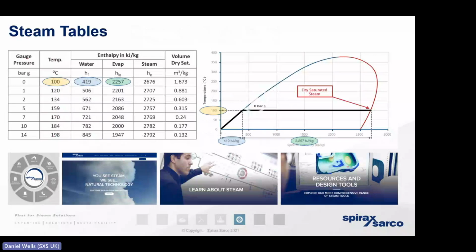The column headed evaporation, that tells us how much energy we need to put into that water that's already boiling. We need to put a lot of energy into the water to make it evaporate. But again, that energy is not lost. The steam carries that energy to the heat exchanger. So the final column headed steam, that is the total heat energy content that is present within the steam. So when that steam hits the heat exchanger, we know that it gives up its heat energy.